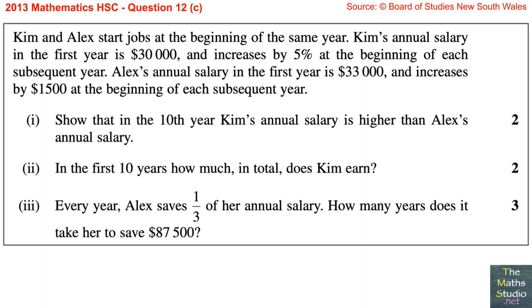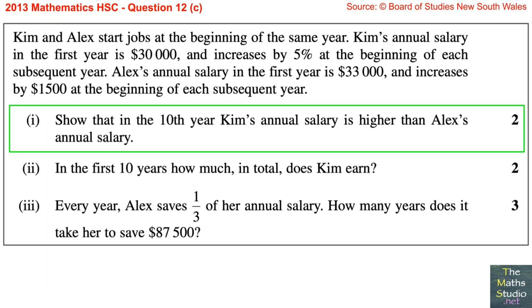Question 12, Part C. Kim and Alex start jobs at the beginning of the same year. Kim's annual salary in the first year is $30,000 and increases by 5% at the beginning of each subsequent year. Alex's annual salary in the first year is $33,000 and increases by $1,500 at the beginning of each subsequent year. Part 1. Show that in the 10th year, Kim's annual salary is higher than Alex's annual salary.